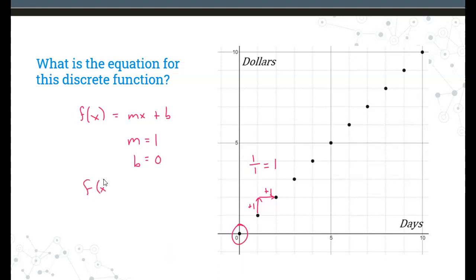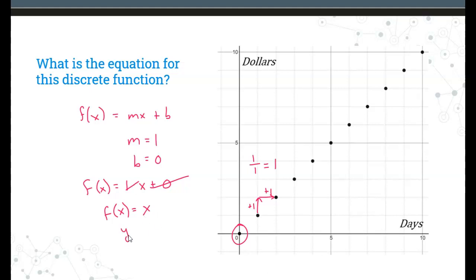So our equation here ends up being 1 times x plus 0. We don't need to write the 0, that doesn't do anything. And we don't actually need to write the 1 times either. That doesn't do anything, just leaves x. So f of x equals x is our overall equation here.